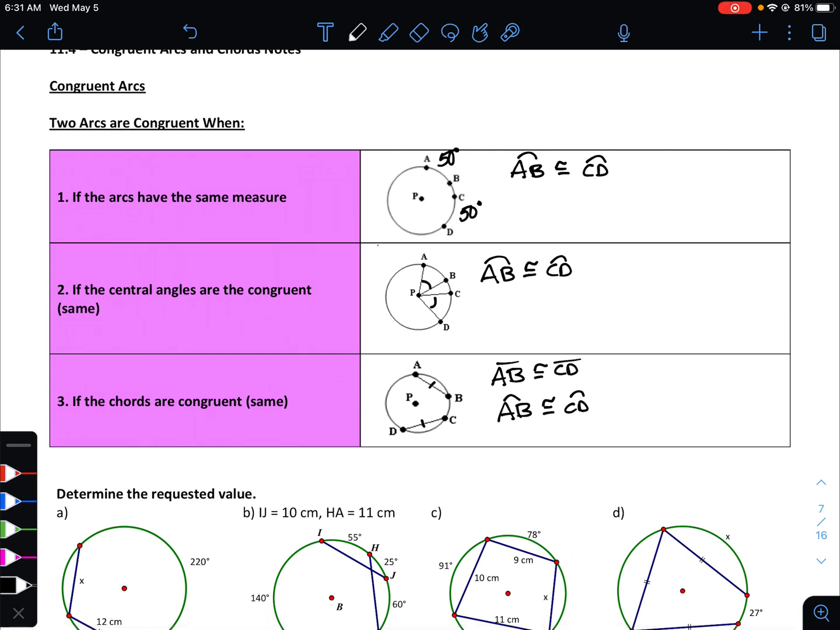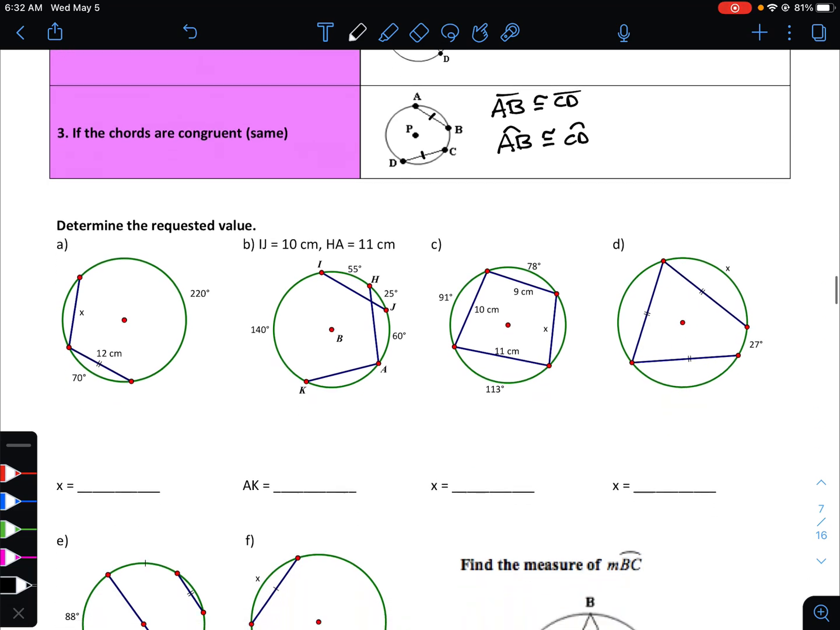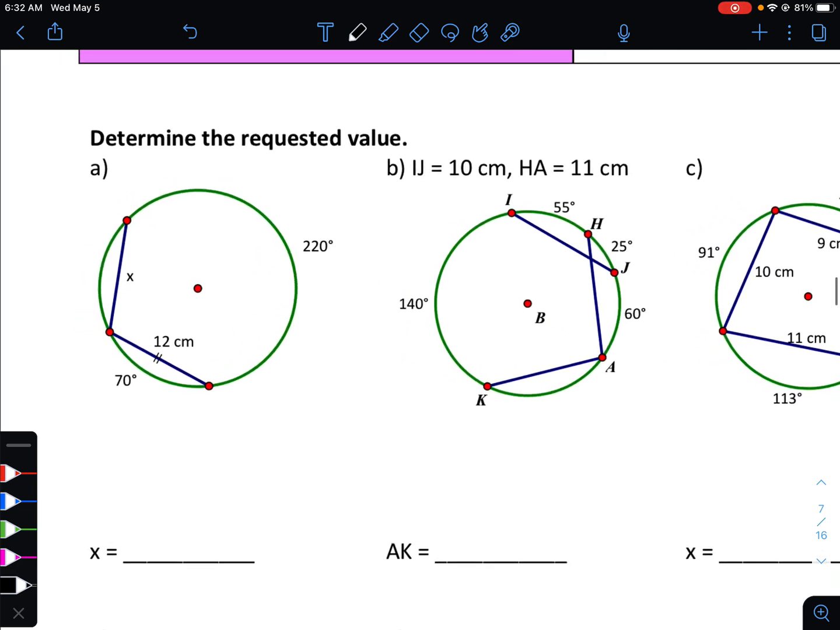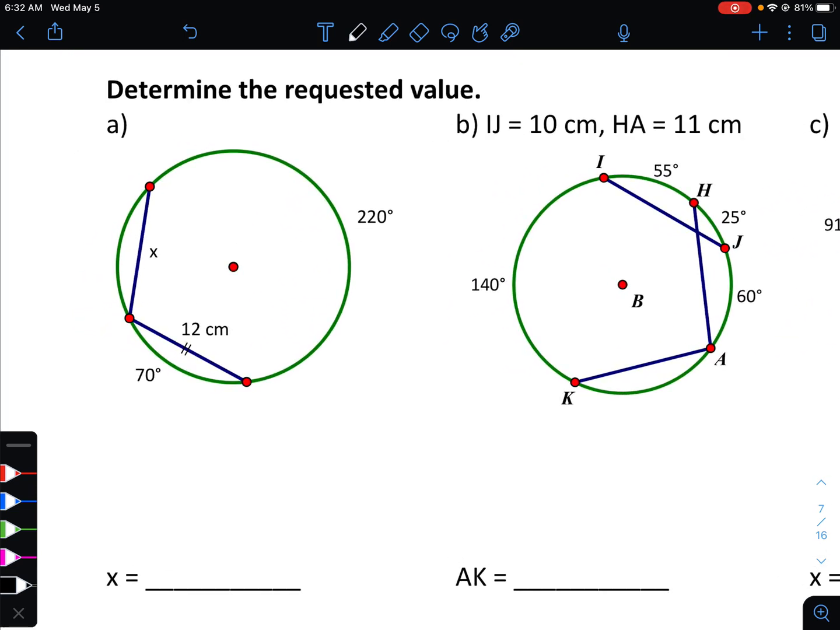So lots of different ways that we could say that arcs are congruent. Okay, so let's use that information to solve for some variables. Starting with example A here, we've got our circle, we've got our two chords. Let's figure out what the measure of this missing piece is over here.